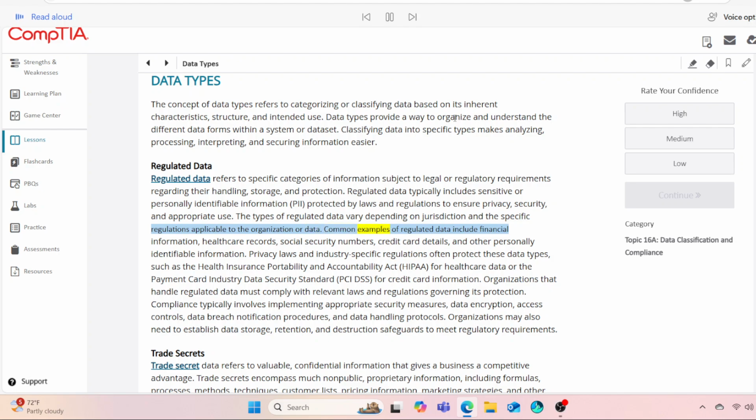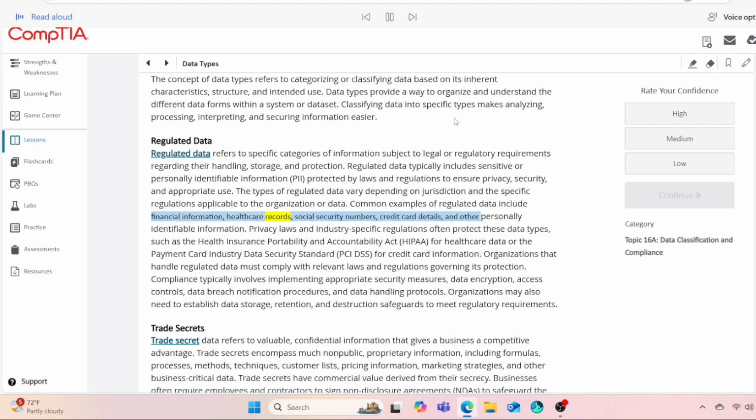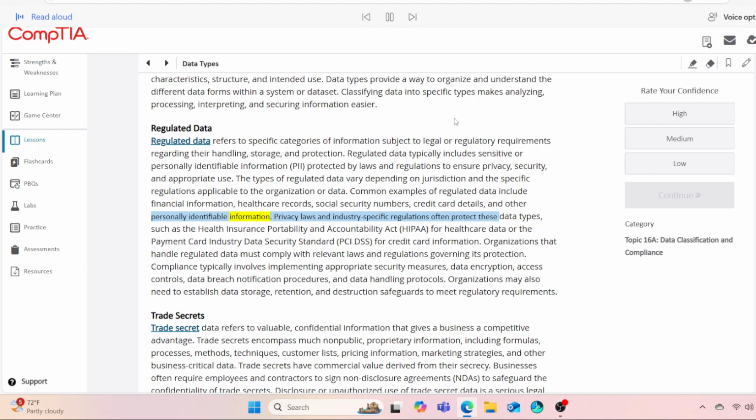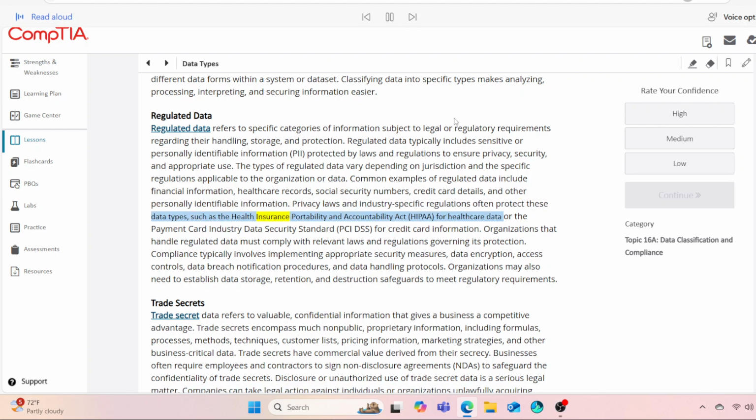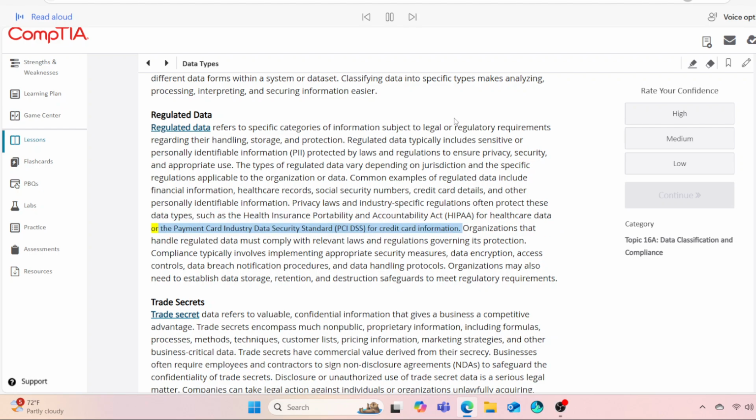Common examples of regulated data include financial information, healthcare records, social security numbers, credit card details, and other personally identifiable information. Privacy laws and industry-specific regulations often protect these data types, such as the Health Insurance Portability and Accountability Act, HIPAA, for healthcare data, or the Payment Card Industry Data Security Standard, PCI DSS, for credit card information.